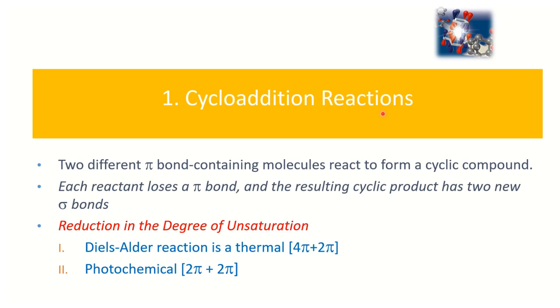So the first case that we'll be focused on is the cycloaddition, the most important case. It's covered quite extensively in the literature. Remind yourself that in a cycloaddition each reactant will lose a pi bond, and the resulting cyclic compound has two new sigma bonds. The two situations we're looking at are the Diels-Alder, which is a 4 pi 2 pi, meaning you have 4 pi electrons and 2 pi electrons involved, and a photochemical situation, the 2 pi 2 pi. The Diels-Alder is thermal, and the other is the photochemical.